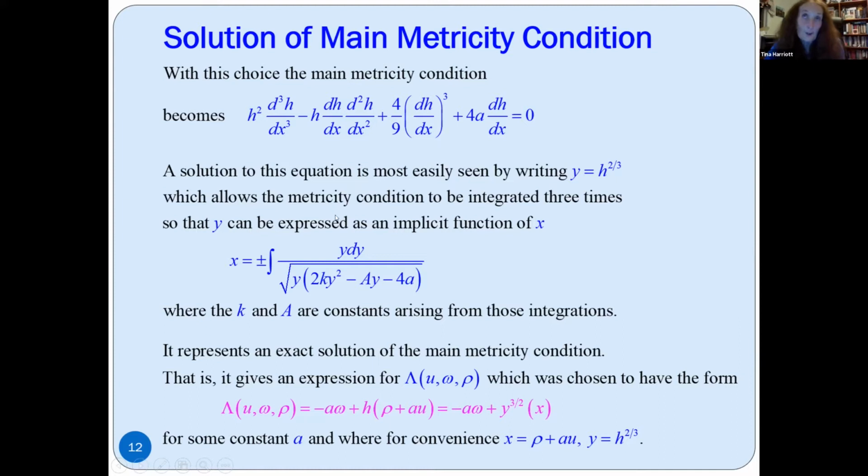The now first order equation can be integrated a third time to express y implicitly as a function of x by this expression given here. This is an elliptic integral, but unfortunately of the kind that cannot be inverted to allow y to be explicitly written as a function of x. However, we do not need this to continue. So what we have done so far is got an exact expression for lambda that satisfies the main metricity condition. And the form of lambda is shown here in magenta.